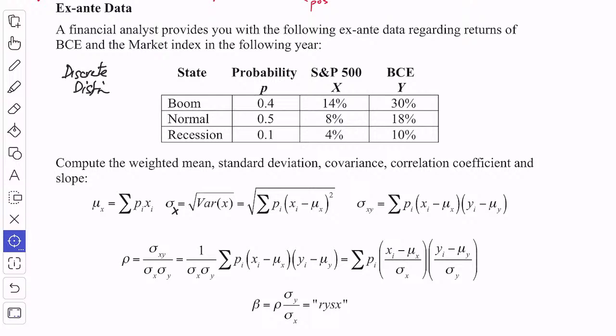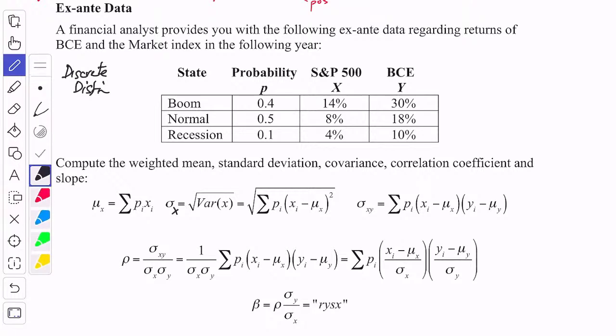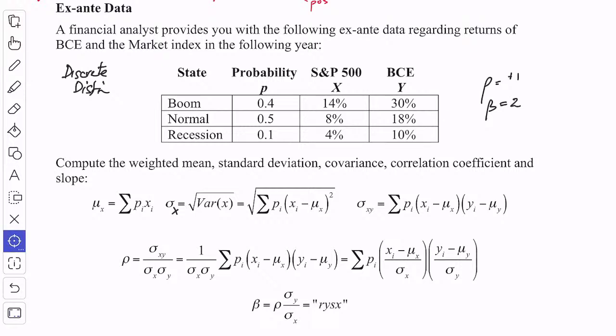So I solved calculating all of these manually, and I gave you the solutions for this. And it turns out that correlation is equal to +1 and beta is equal to 2. You can't visualize this as well, but that in fact is the case. So just to show you, you can't really visualize for ex ante data. You need to make the calculations.